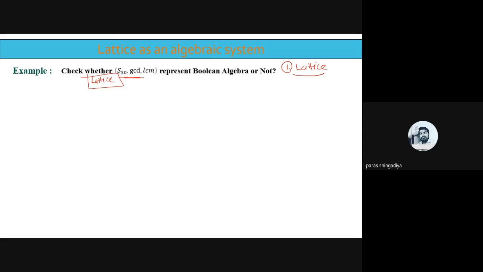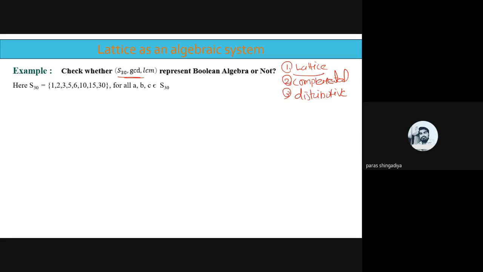Okay. And then we'll check for the complement. So second, is it a complemented lattice, and third, is it a distributive lattice. If these three conditions are verified, then we can say that (S30, GCD, LCM) is called a Boolean algebra. Here S30 is mentioned because first we require the elements. S30 can be defined as 1, 2, 3, 5, 6, 10, 15 and 30. These are the divisors of 30.